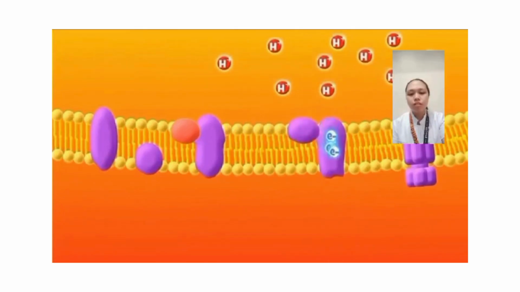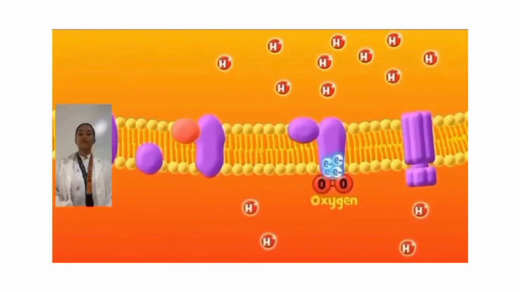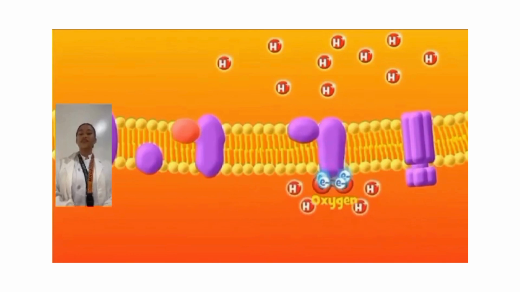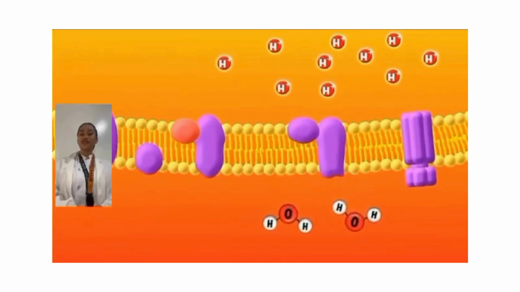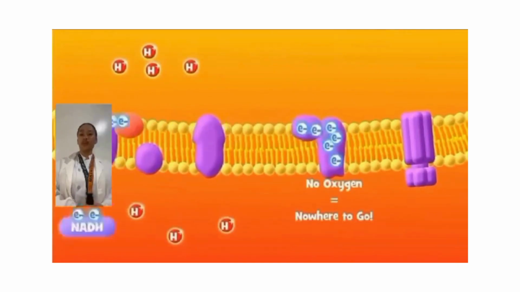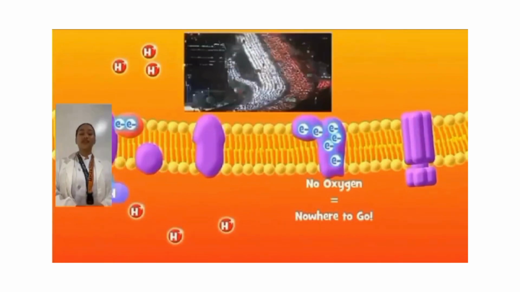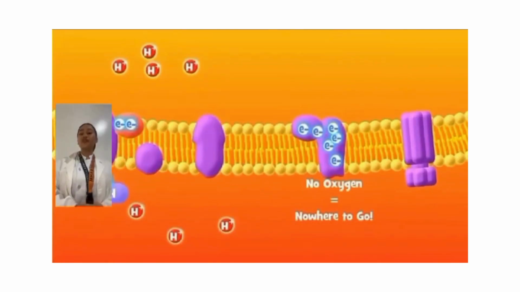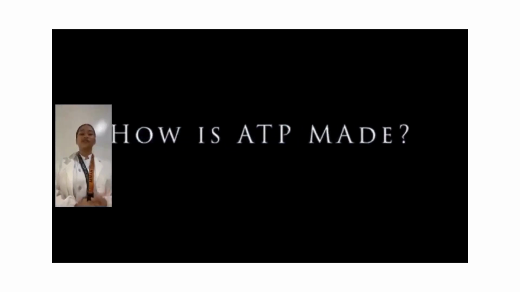Now, the electrons need somewhere to go, a final destination to complete their journey. Oxygen accepts electrons as well as hydrogen from the matrix, making water. This is the reason why we breathe all day. Your cells need oxygen to accept these electrons, otherwise the electron transport chain will grind to a halt, just like a traffic jam. And if the electron transport stops, you won't get enough ATP to help you stay alive and you will die. So how is ATP made?